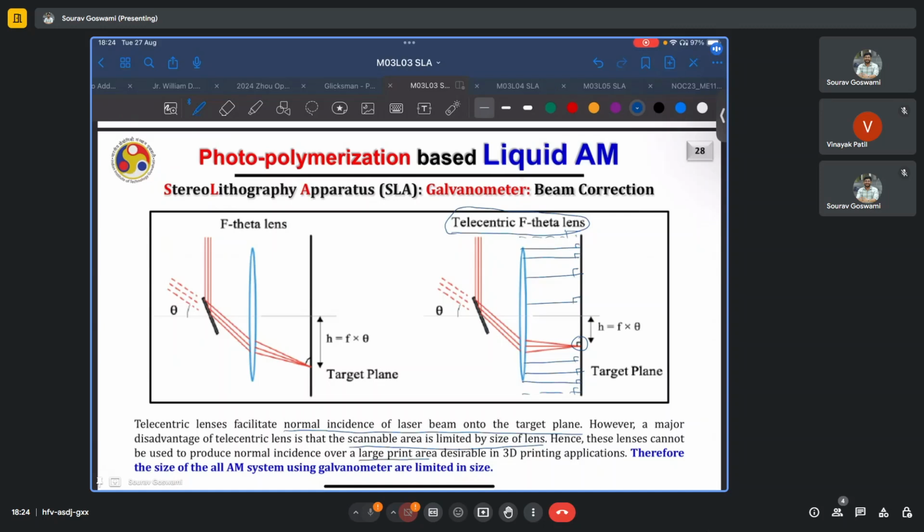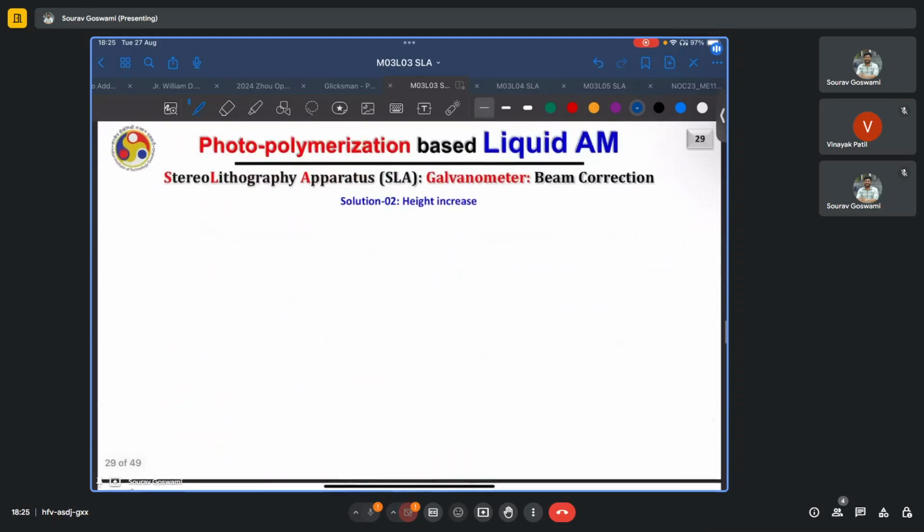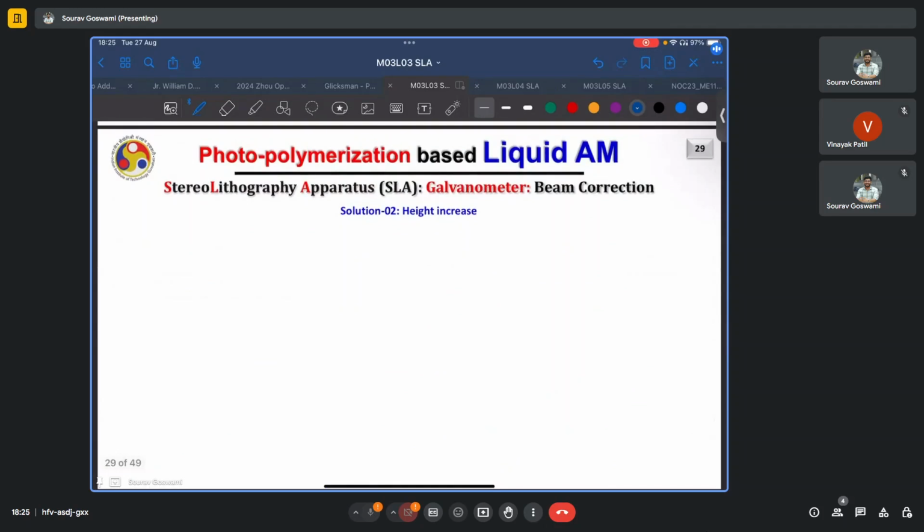And this is one of the reasons why we find that often the systems using galvanometers, such as SLA systems, are relatively small in size, say some 250 by 250 square on average. Whereas for wire DED or arc DED systems, you can build very large parts in the order of meters. We already discussed this intuitive idea of increasing the height to solve for this.